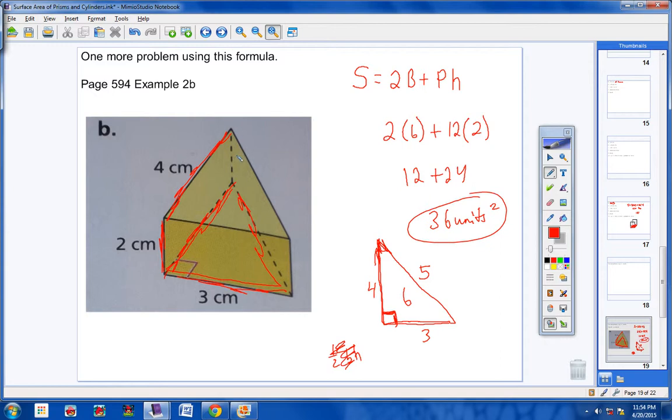So that formula really does save you. Actually, square centimeters. Sorry about that. So centimeters squared, because we are dealing with centimeters. This formula is really helpful, okay?